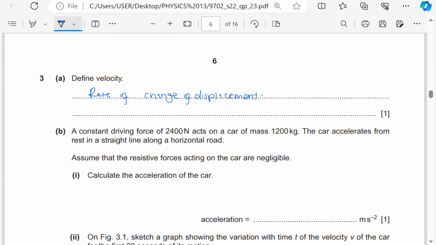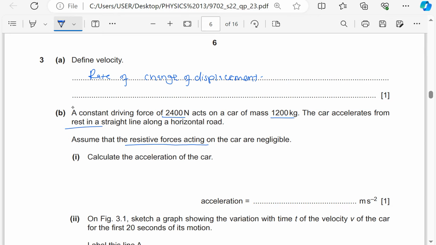That is velocity, the rate of change of displacement. A constant driving force of 12,400 newtons acts on a car of mass 1,200 kilograms. The car accelerates from rest. That means initial velocity is 0 in a straight line along a horizontal road. Assume that the resistive force acting on the car is negligible. That means the acceleration is constant. Calculate the acceleration of the car.